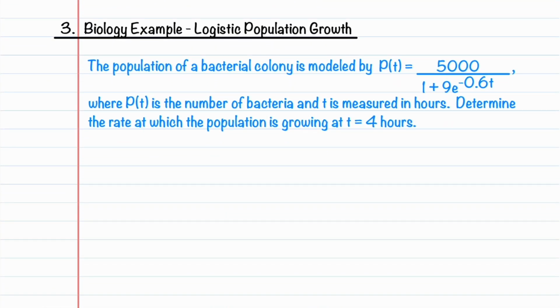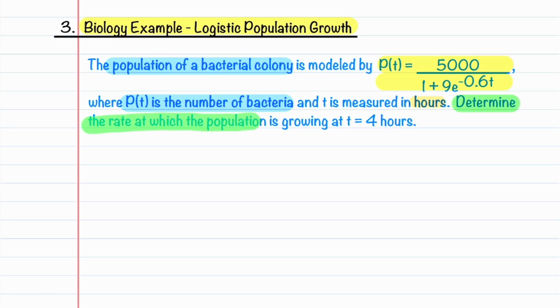Let's now walk through a biology example involving logistic growth. The population of a bacterial colony is modeled by P(t) = 5,000 / (1 + 9e^(-0.6t)), where P(t) is the number of bacteria and t is measured in hours. We want to determine the rate at which the population is growing when t is equal to 4 hours.